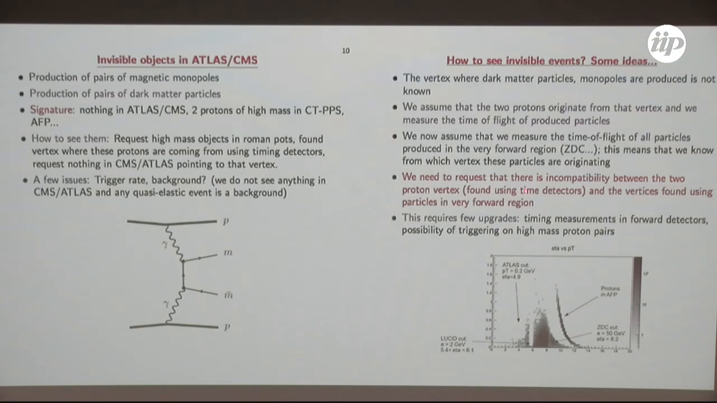And we need to request that there is compatibility between the 2 proton vertex, which is found using the time detectors, and the vertices found using the particle in the very forward region.